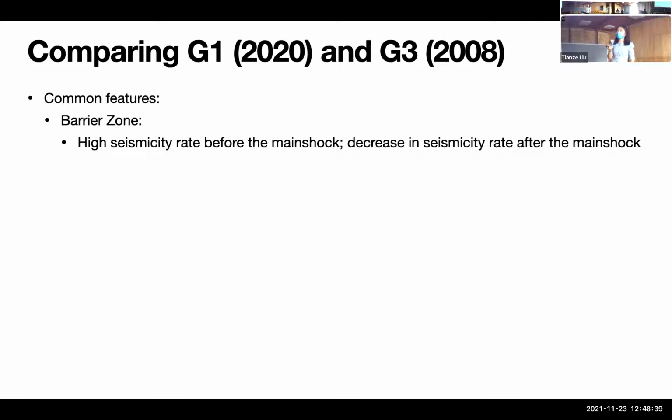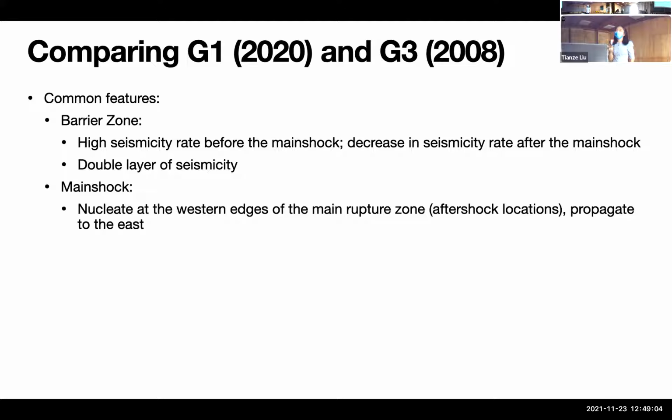So we do observe some common features between these two faults. For example, high seismicity rate before the main shock. In the barrier zone, we see high seismicity rate before the main shock and decreasing seismicity after the main shock. And in the depth view, we also see the barrier zone is characterized by double layers of seismicity. And for the main shock, they all nucleate at the western edge of the main rupture area and propagate towards the barrier zone. But there are distinct differences between these two faults.